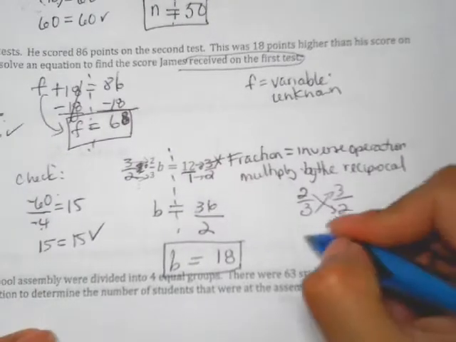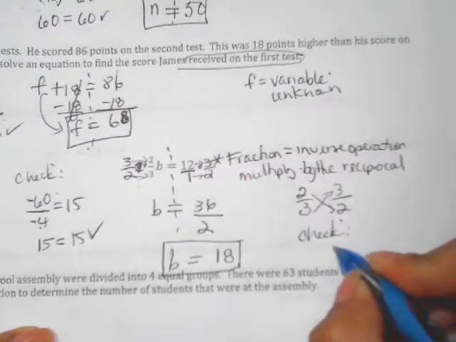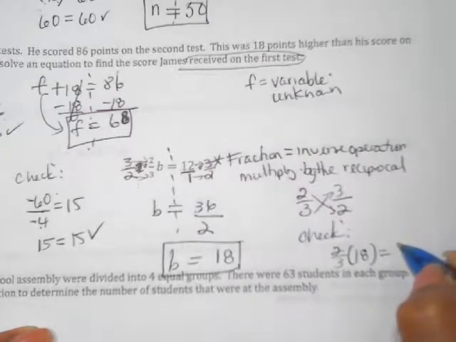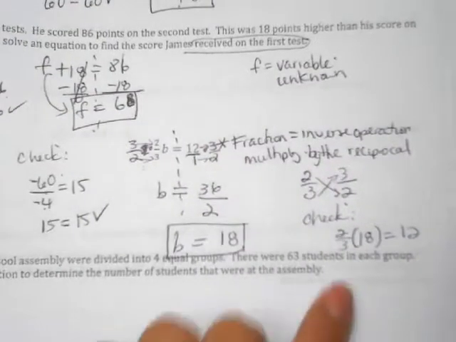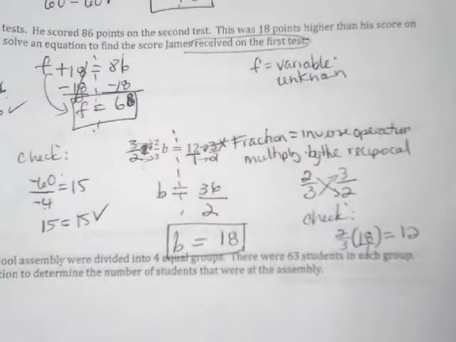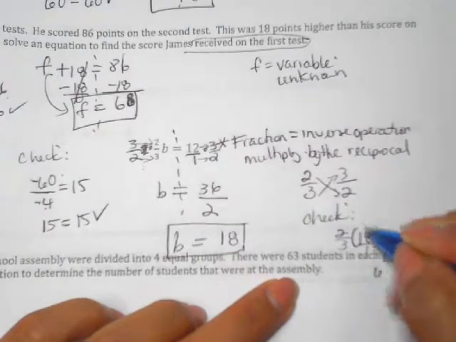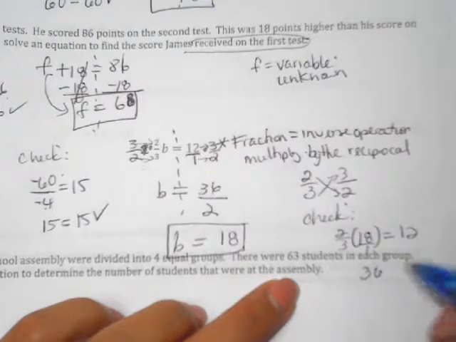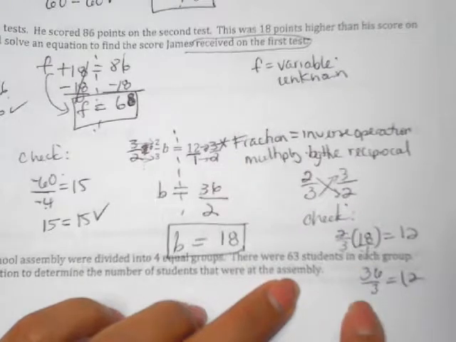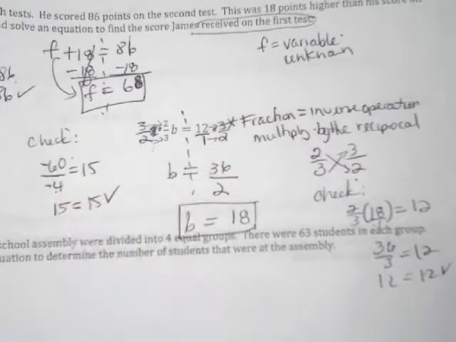Okay, you can check your answer. Substitute in place of b. So 2/3 in place of b, I'm going to substitute 18 equals 12. Again, to check it, multiply fractions, you have to add a little 1 underneath and multiply across. So 18 times 2 is 36, and then 3 times 1 is 3. Okay, so 36 divided by 3 is 12. So it is correct. So our answer is 18.